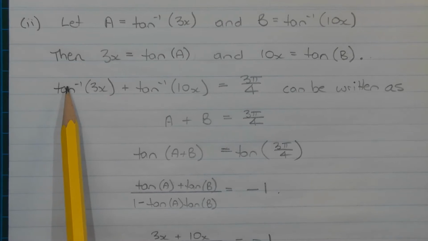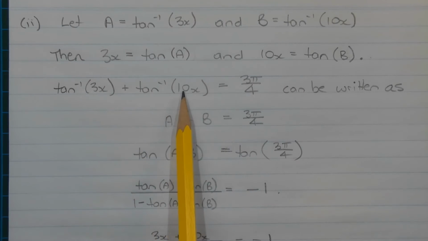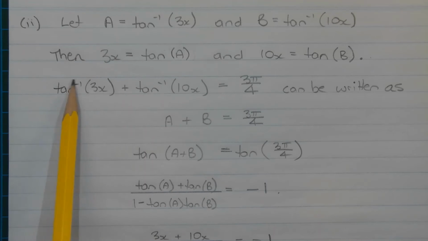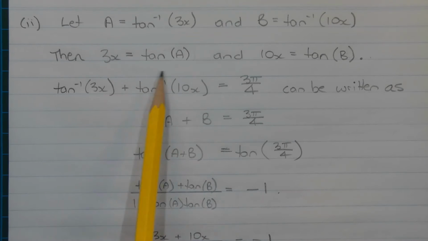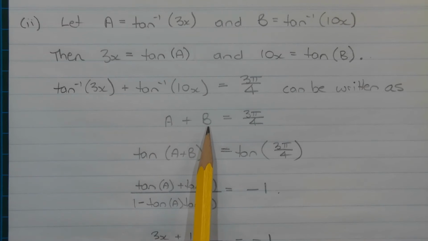And the equation inverse tan of 3x plus inverse tan of 10x equals 3 pi over 4 can be expressed in terms of A and B. Since inverse tan of 3x is A, inverse tan of 10x is B, so we can write the equation as A plus B equals 3 pi over 4.